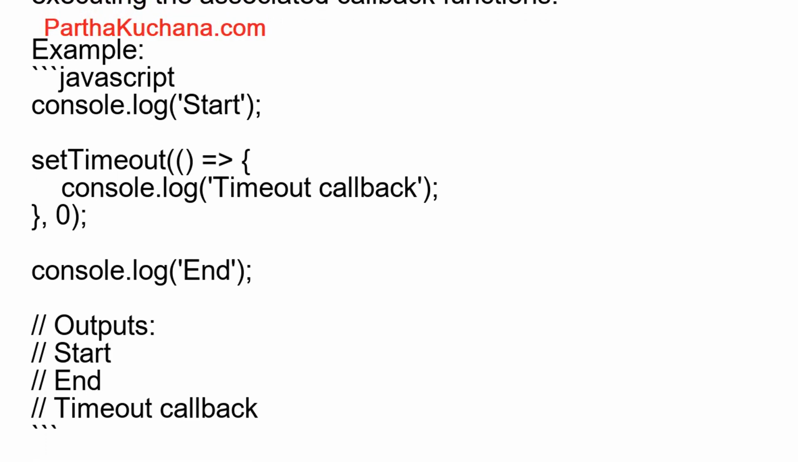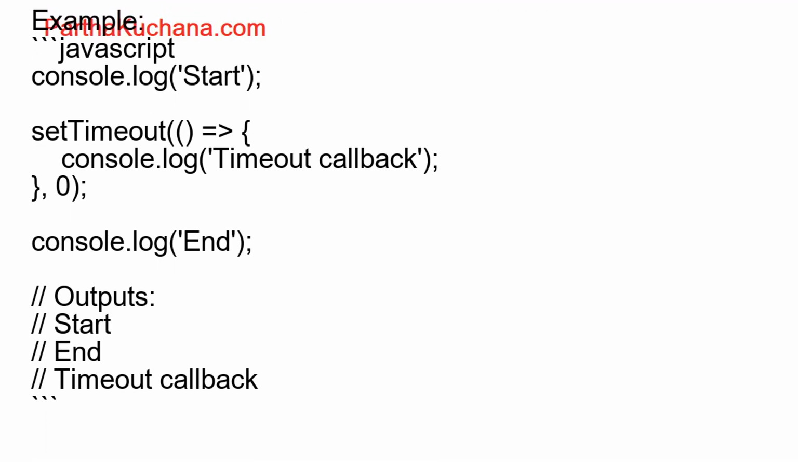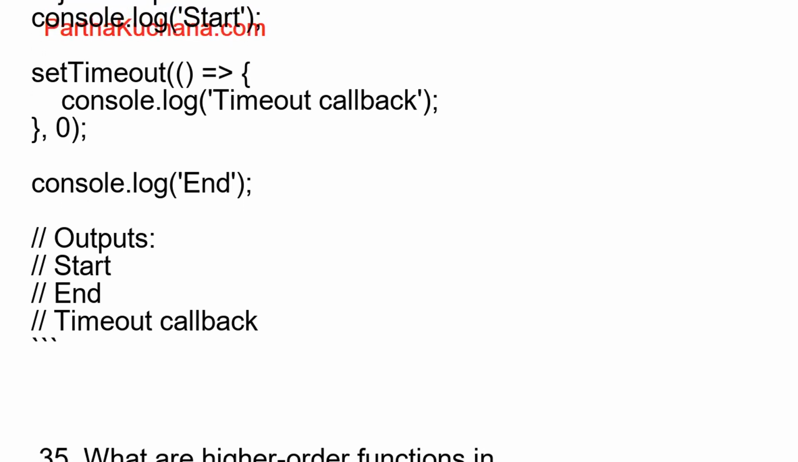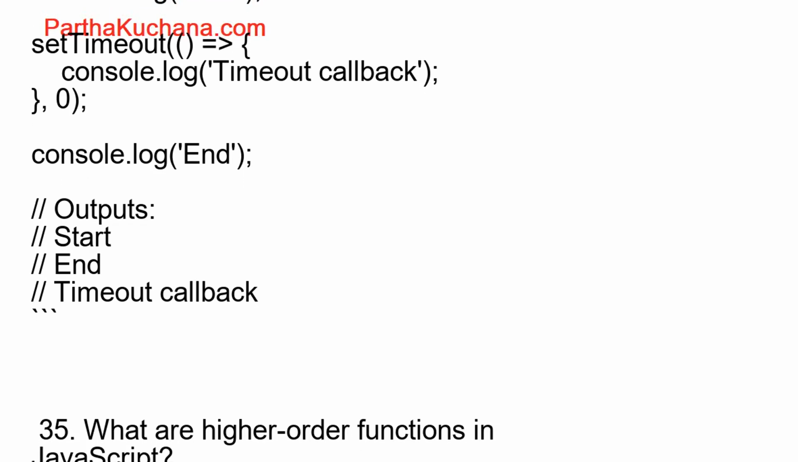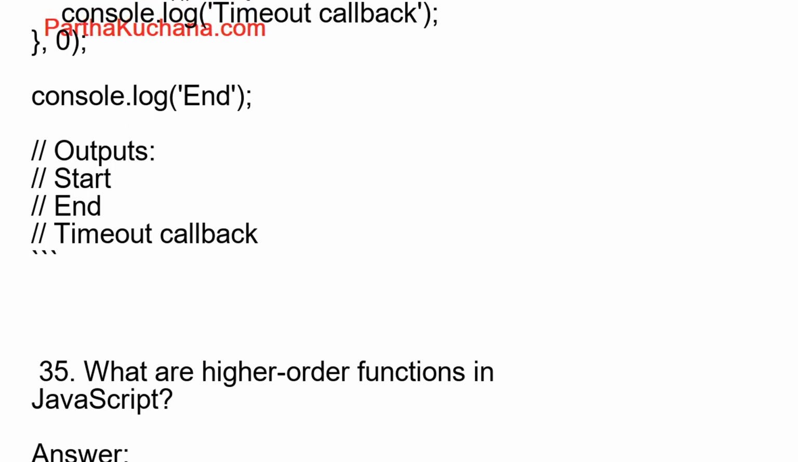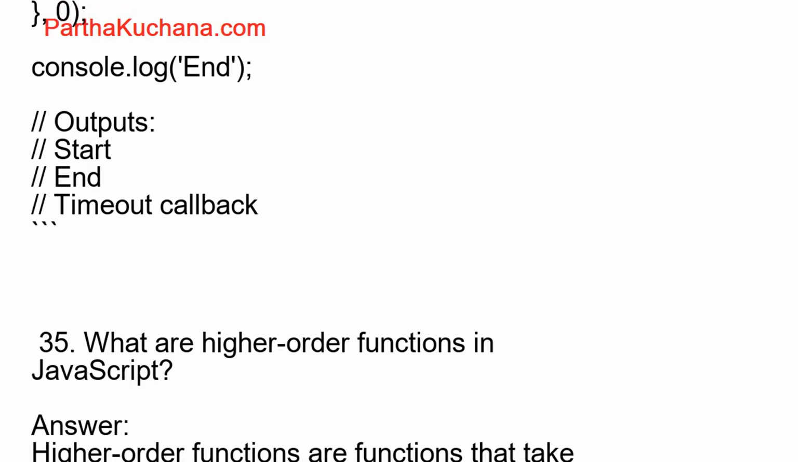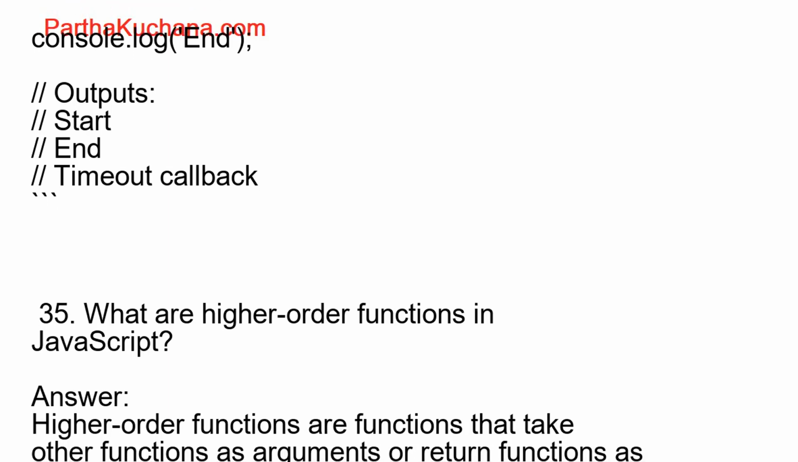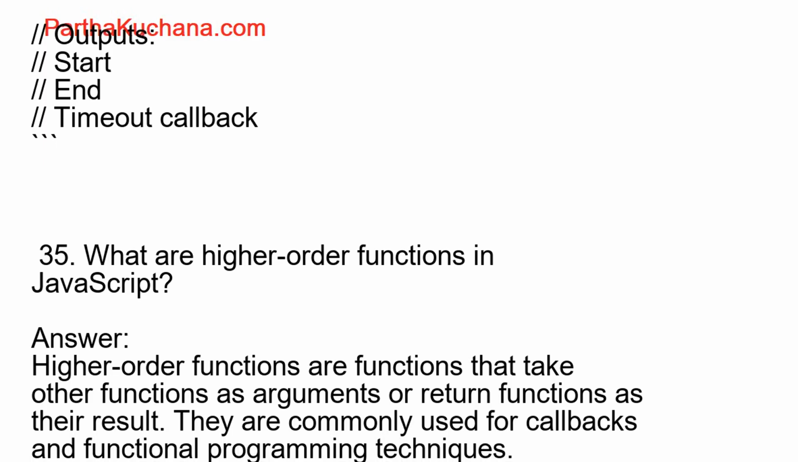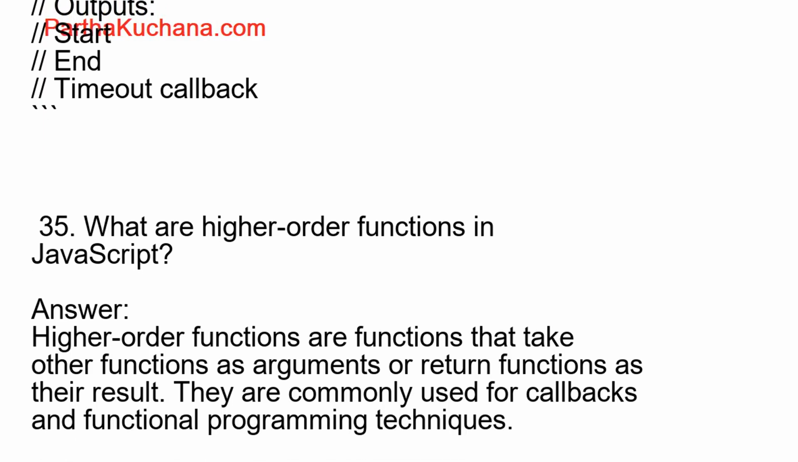Example, JavaScript. const name = 'Alice'; const greeting = `Hello, ${name}!`; // interpolation. console.log(greeting); // outputs: Hello, Alice! const multiline = `This is a string that spans multiple lines`; console.log(multiline).